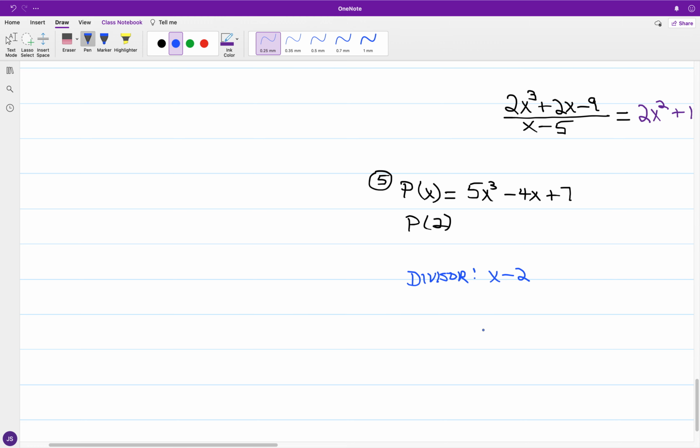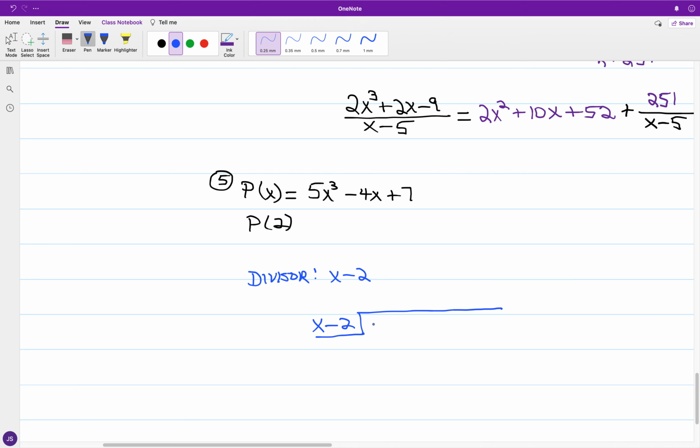And looking at division, in the setup, I have the divisor at x minus 2. Now the dividend is going to be the terms that define p of x. So I have 5x cubed, and notice I do not have an x squared term, so I have another 0 placeholder to apply, and then we have minus 4x plus 7.